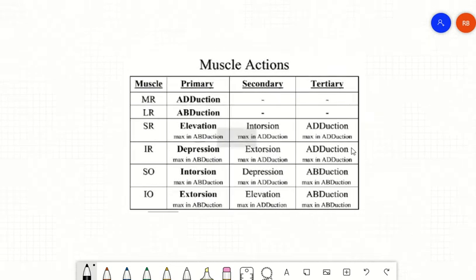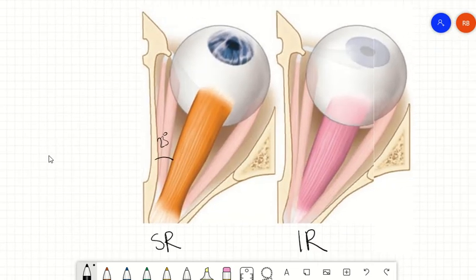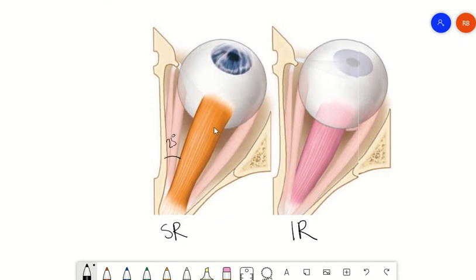So the first two muscles, the medial and lateral rectus, are relatively easy. If you were to contract those muscles, those are just responsible for adduction and abduction. Medial rectus adduction, i.e. eye movement towards the nasal bone, and lateral rectus away from the nasal bone. Let's take a look at the superior rectus and the inferior rectus. So this is superior rectus here in the orange, and the inferior rectus in the pink. And the angle between the nasal bone and the insertion of the muscle is 20 degrees in both of them.